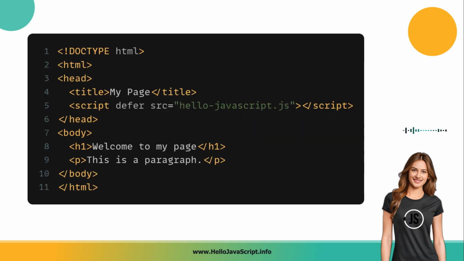Let's take a quick look at a code example. In this code example, on line 5, the script tag includes the defer attribute. This tells the browser to download the hello JavaScript file while parsing the HTML, but defer its execution until after the HTML is fully parsed. This can improve the page loading speed and user experience, as the script will not block the rendering of the HTML content. Note that the defer attribute only works for external scripts and should not be used for scripts that rely on other scripts or the DOM.